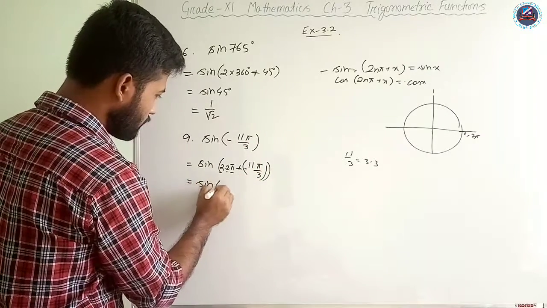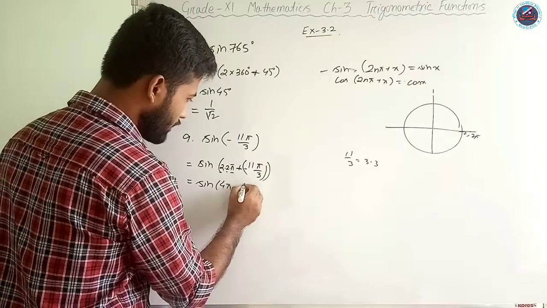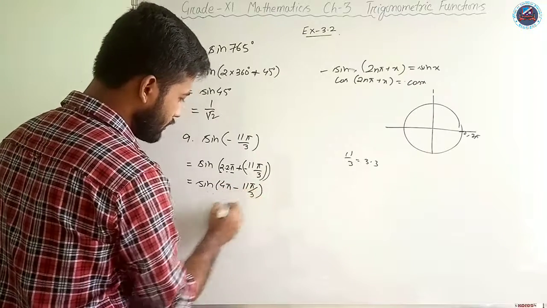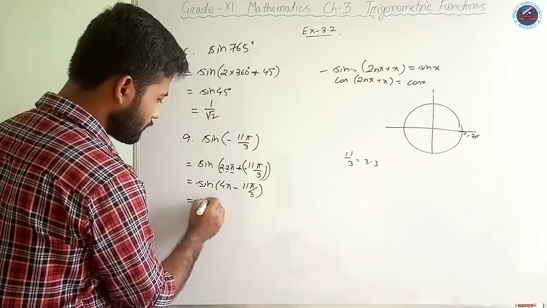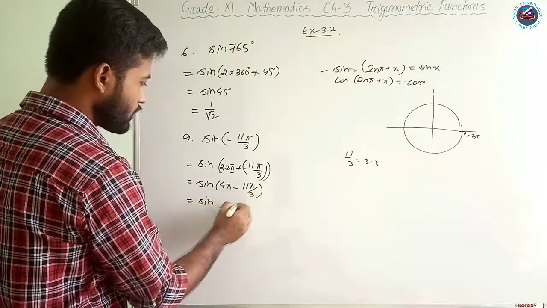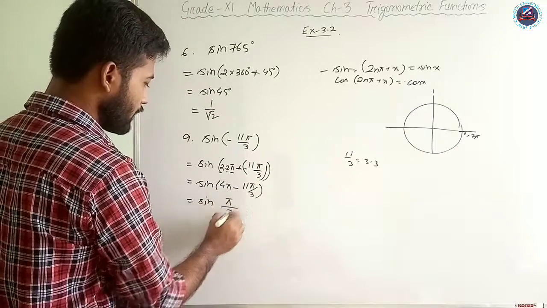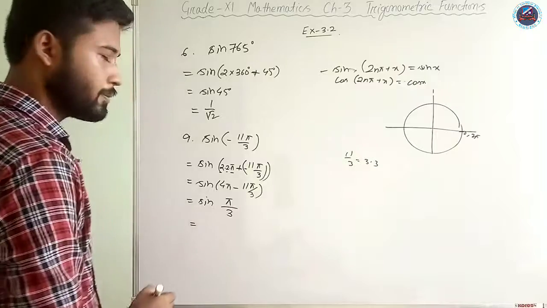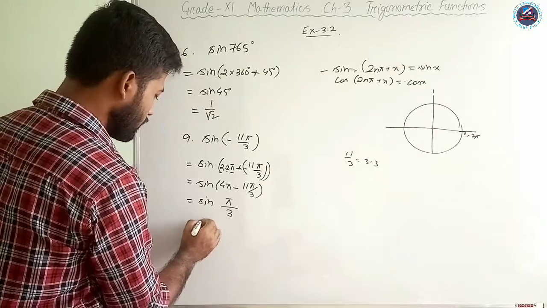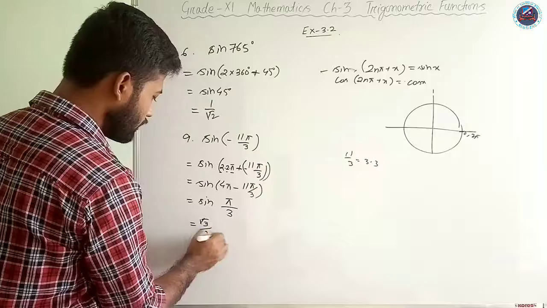write sine of 4 pi minus 11 pi by 3, and that will be equal to sine of, just calculate this, 4 3s are 12 and minus 11, so it will be pi by 3. And what is sine pi by 3? It is root 3 by 2.